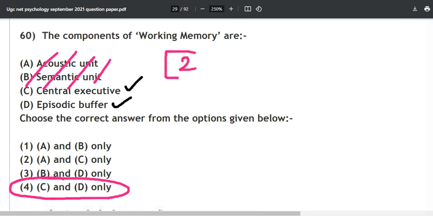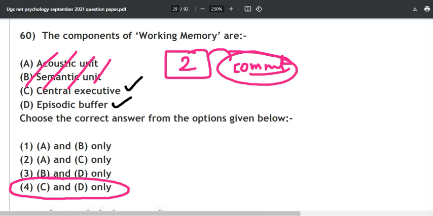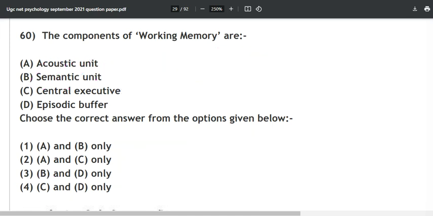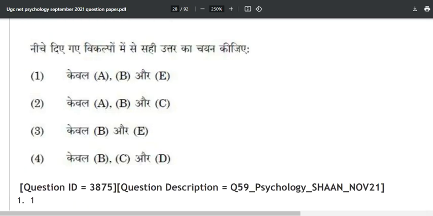And what two more are there? Try to comment down below if you remember right now. Pause the video and comment down below. The correct answer is C and D. I am not going to explain what the other two are because we have already done that in the past. So the correct answer is C and D. Let's move forward to the next question.